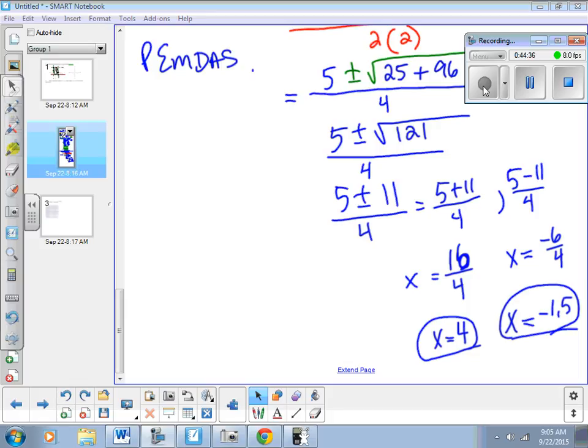There is one other method. It's called completing the square. Have any of you heard that term before? Completing the square is when you can't figure out the x method, and maybe you're having trouble with the quadratic equation.